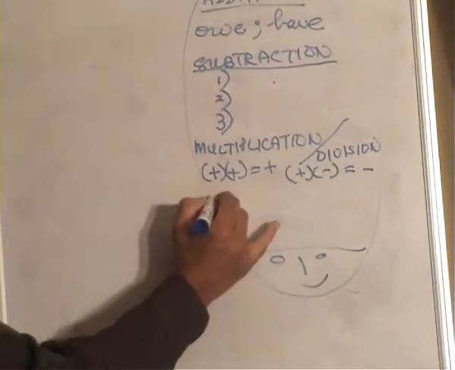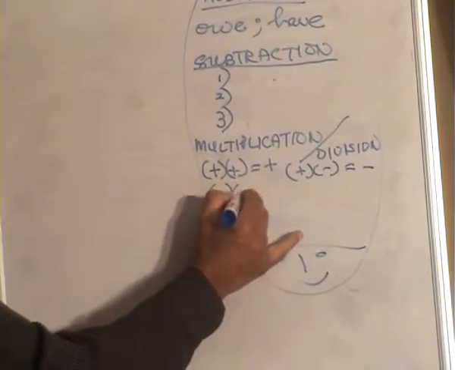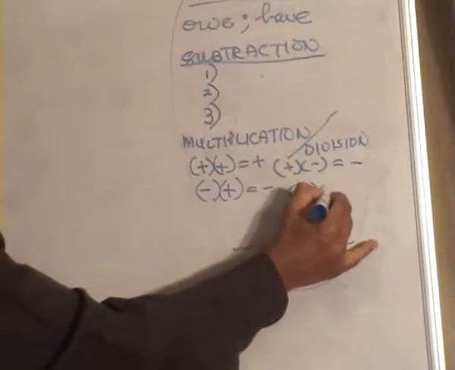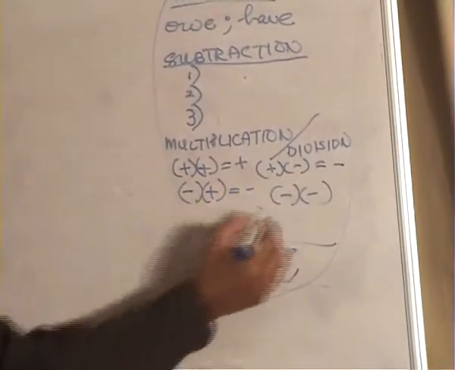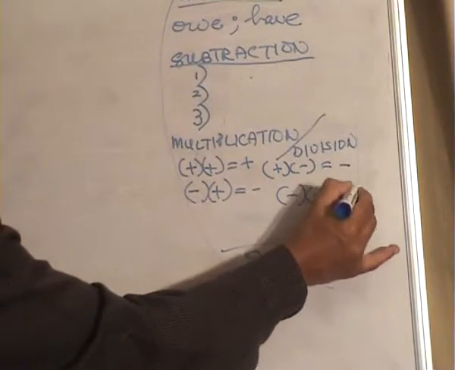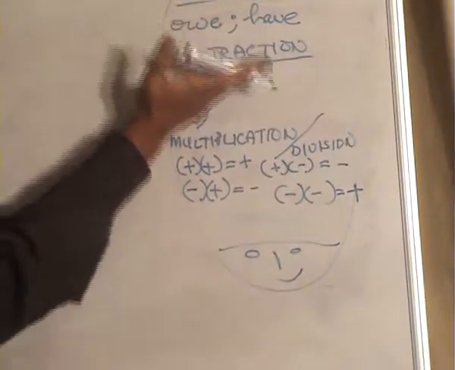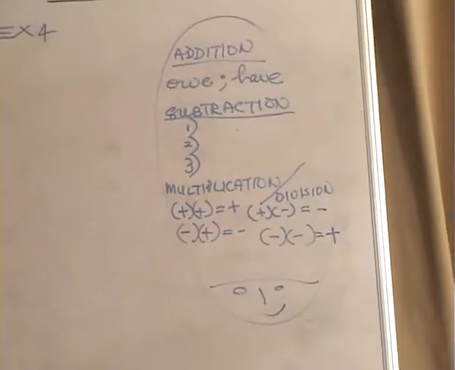And then you have to know that a minus times a plus is a minus, and a minus times a minus is a plus. Now, before you do exercise 4, all this must be very, very clear in your mind.